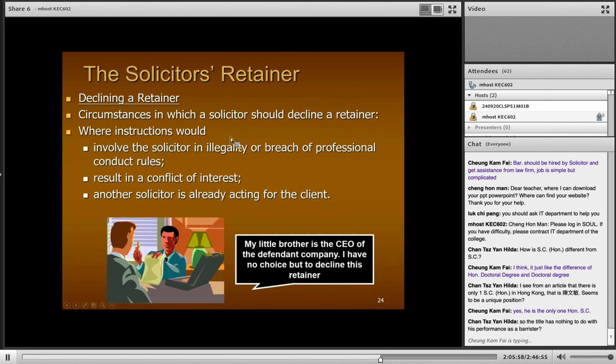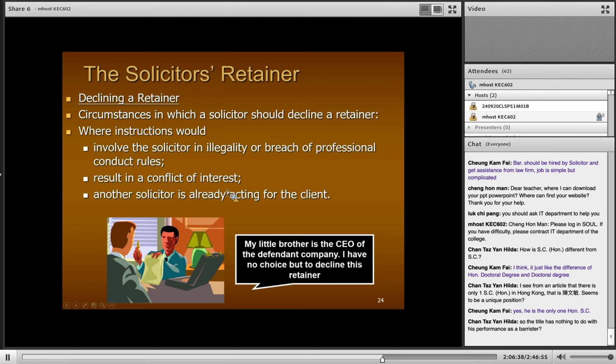Decline a retainer. From time to time, the solicitor can decline a retainer. It means that he can refuse to work for a client. It's something allowed. Solicitors are allowed to refuse to serve a client. There are some circumstances in which a solicitor should decline a retainer, for example, where the instruction will involve the solicitor in illegality. Illegality means that he has to do something illegal, or breach a professional conduct rule. Sometimes the client may ask him to do something illegal, unprofessional, or unethical. Or it may result in a conflict of interest.